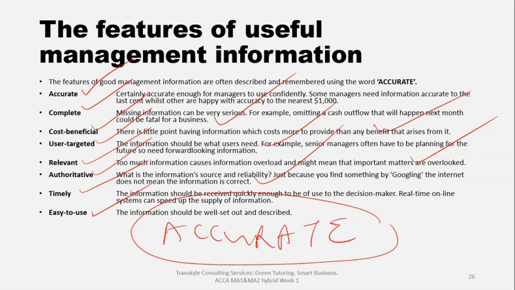The information should be timely. The information should be received quickly enough to be of use to the decision maker. Real-time online systems can speed up the supply of information. Lastly, the information should be easy to use. The information should be well set out and described.